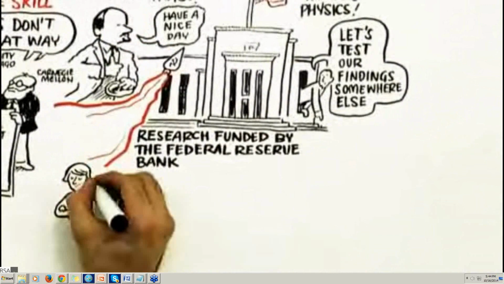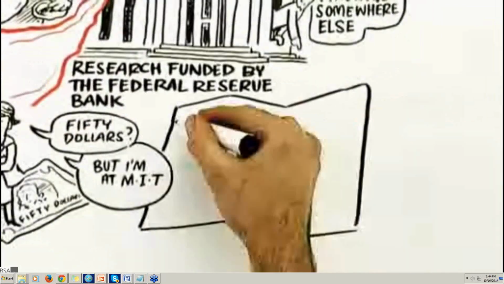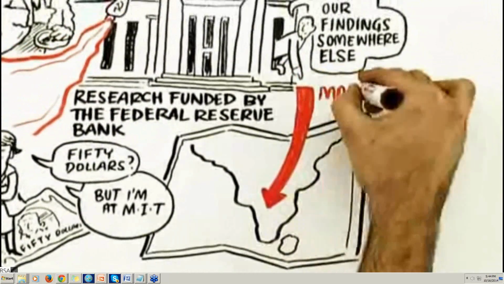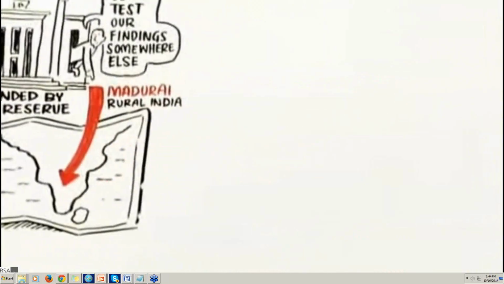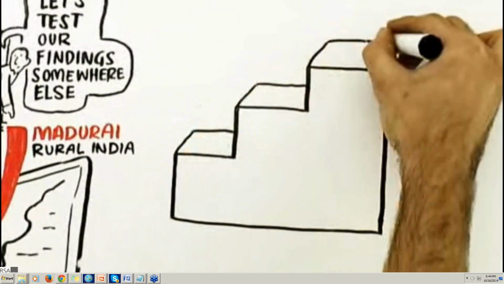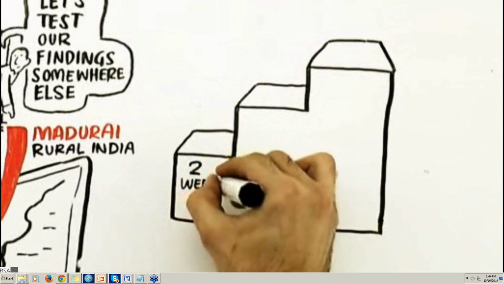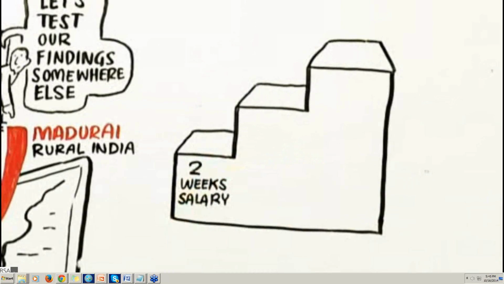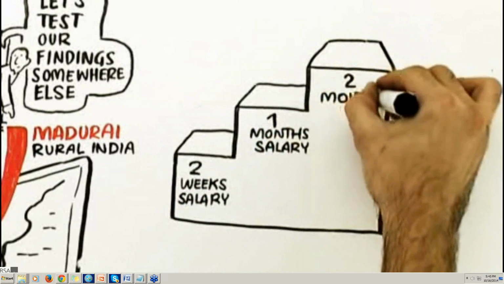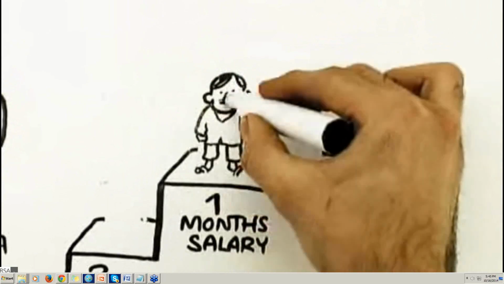Maybe that $50 or $60 prize isn't sufficiently motivating for an MIT student. So let's go to a place where $50 is significantly more valuable. They went to Madurai, rural India, where $50 or $60 is a significant sum of money, and replicated the experiment roughly as follows. Low performance got a small reward, the equivalent of two weeks' salary. Medium performance got about a month's salary. High performance got about two months' salary. Those are really good incentives, so you'd expect a different result here.